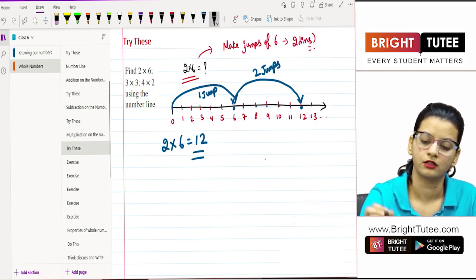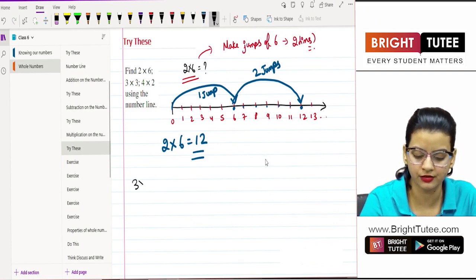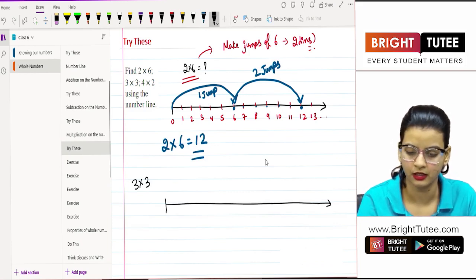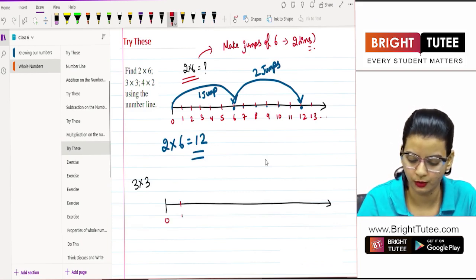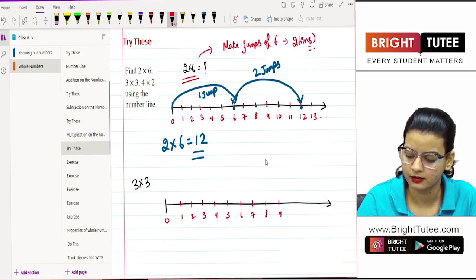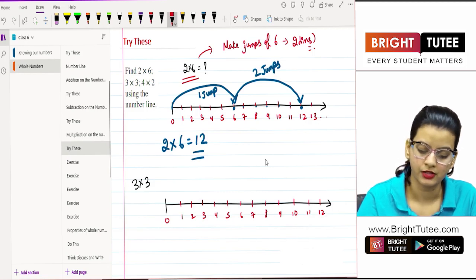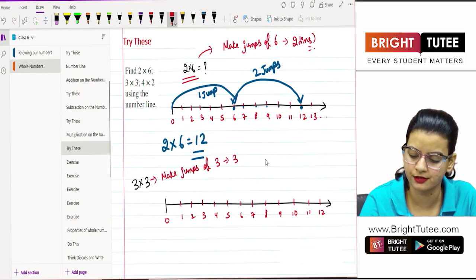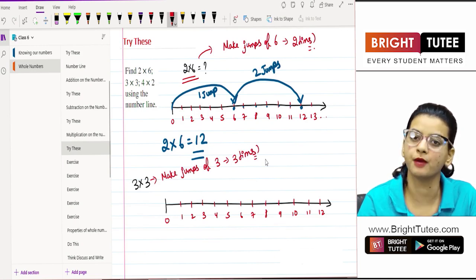Now I have to calculate 3 into 3. Again, I will make the number line. This is 0, 1, 2, 3, 4, 5, 6, 7, 8, 9, 10, 11, 12. Now what do I have to do? You have to make jumps of 3, 3 times.